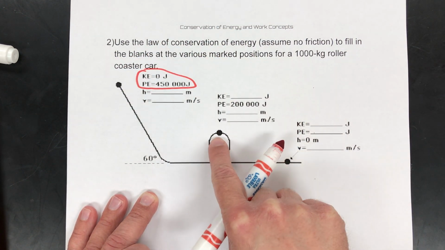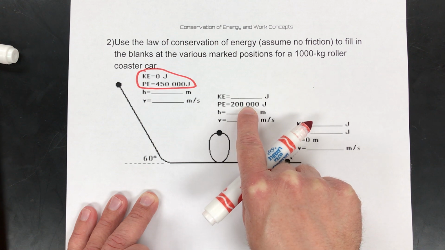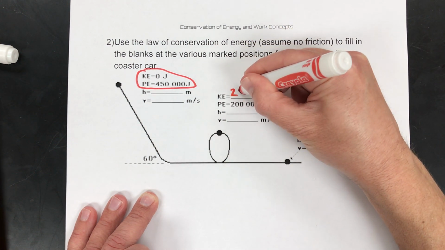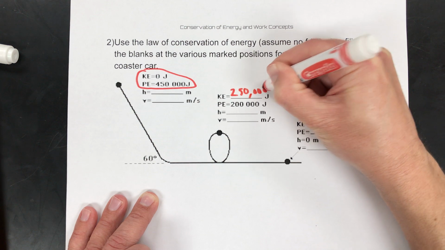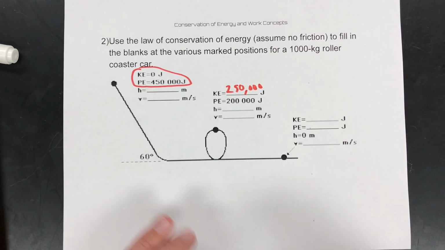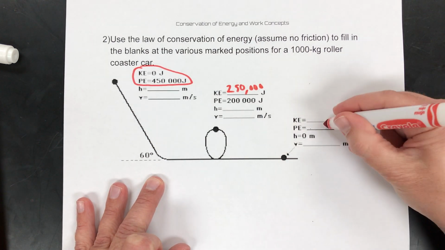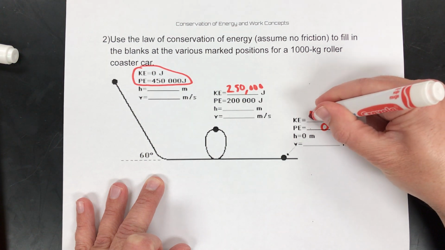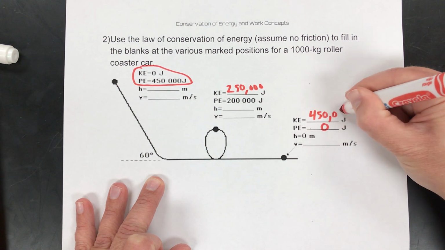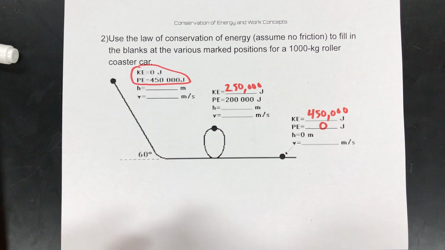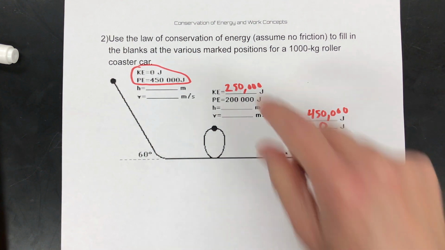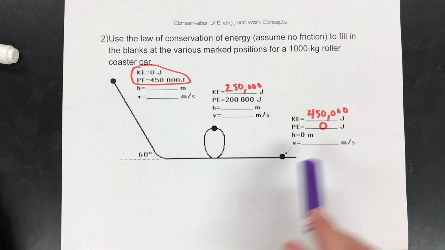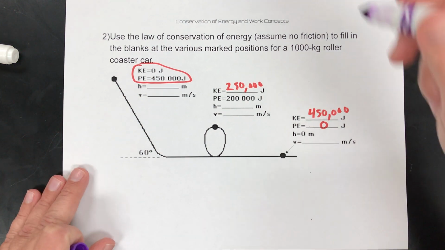the way across. So here at this point, when we only have 200,000 joules of potential, we must have 250,000 joules of kinetic. Down here, when we're at a height of 0, we'll have 0 potential, which means all 450,000 joules of it will be kinetic there. Now let's go back and find the heights and the velocities as we need them.